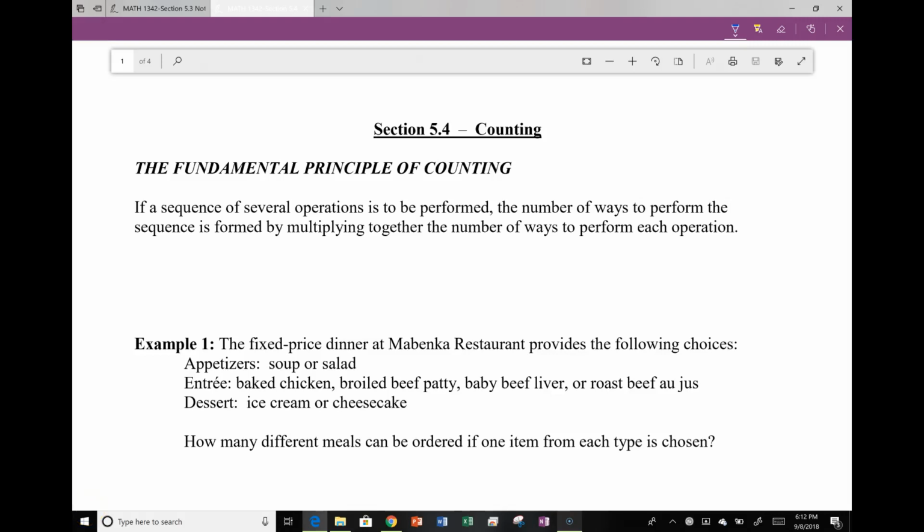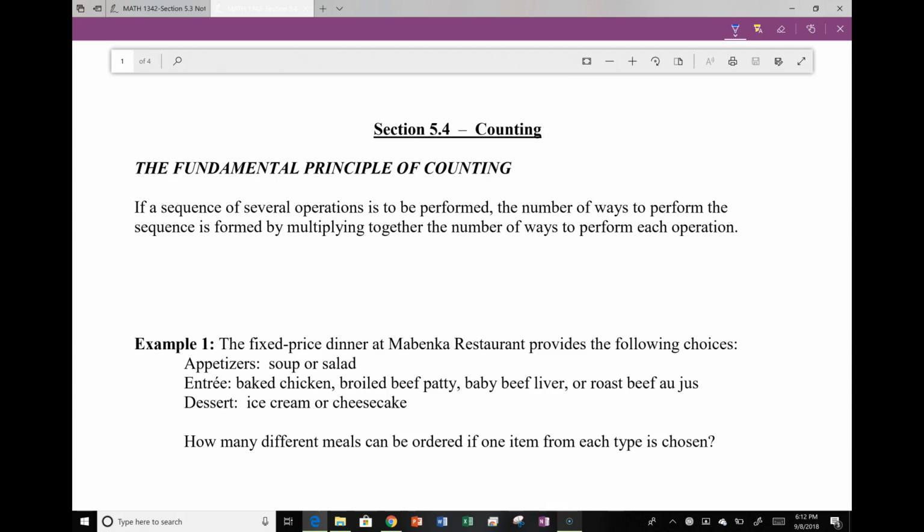In this video, we want to begin discussing different ways of counting, finding out how many different ways one item can happen or one outcome can happen. So we want to first start with the fundamental principle of counting. If a sequence of several operations is to be performed, the number of ways to perform the sequence is formed by multiplying together the number of ways to perform each operation.